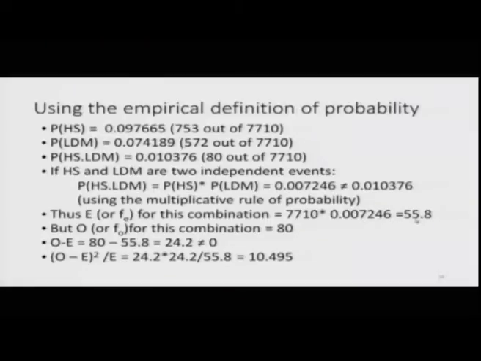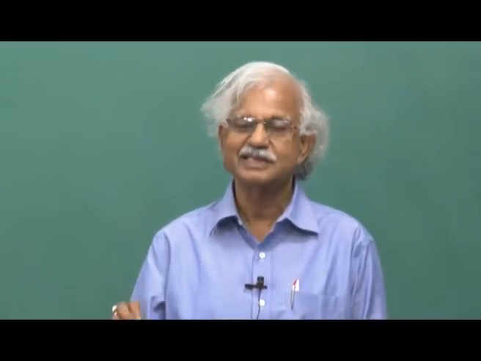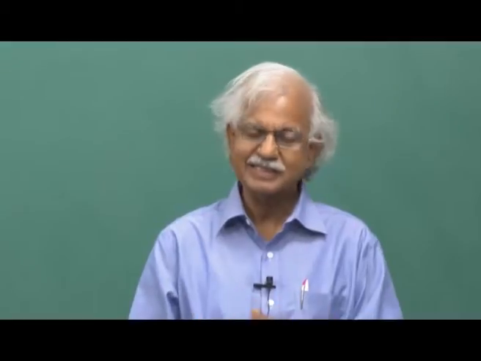Now, see the difference between 55.8 and 80. It arises because if the null hypothesis is correct, if education and migration are independent, then we expect that in the category of high school and LDM, long distance migration, there must be 55.8. That is, if education and migration status are independent of each other, then this is our expectation: we will expect that there will be 55.8 persons in this cell of HS and LDM.